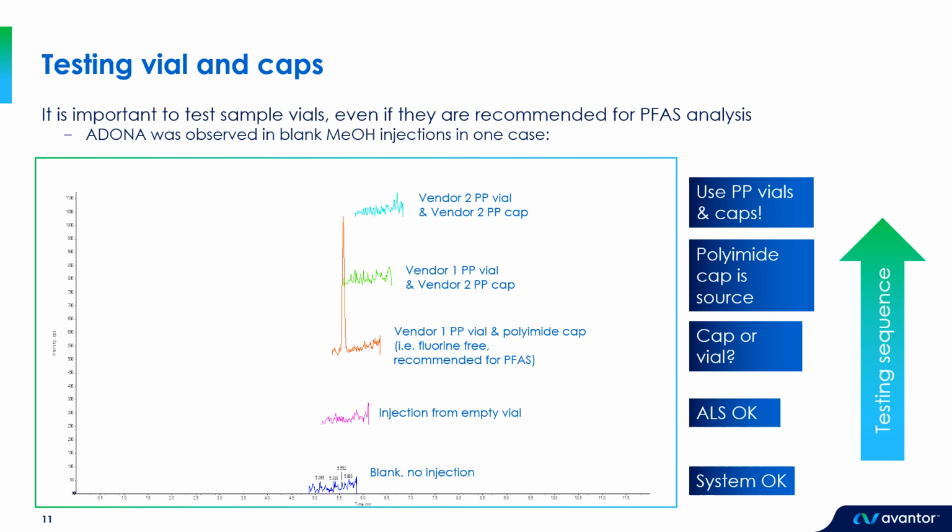So firstly, we checked our no injection blanks, which confirmed that the LC system was functioning correctly. We also performed an injection from an empty sample vial, shown in the pink chromatogram, which indicated that our autosampler was also fine. This confirmed that contamination was not coming from the LC system, but the actual sample in the vial itself. When we replaced the polyimide cap with a polypropylene cap from a different vendor, the peak disappeared, indicating that the polyimide cap was the source of the contamination. And then finally, confirmation at the top shows that multiple polypropylene vial sources with that particular cap are suitable.